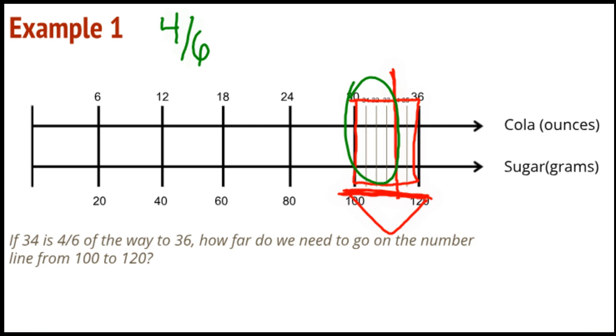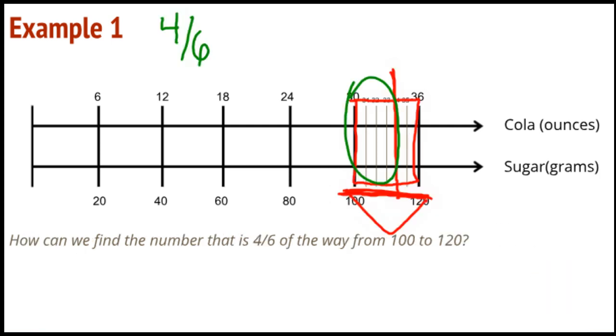So if I'm going to use that information, how can I find the number? How can I find the number that is 4/6 of the way? I want to start at 100, and I want to go 4/6 of the way, and I want to stop. I don't want to go all the way. I just want to stop at 4/6 of the way, starting at 100.